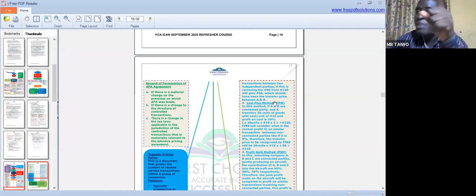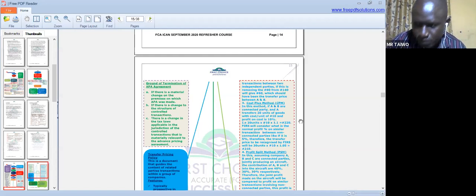Now, what's the difference between the resale price method and the cost plus method? The resale price method looks at it from this angle: A sells to B, B now sells to an outsider, and what profit must they have made on that sale between B and the outsider? But in the cost plus method, the profit is on the cost at which A is selling, not the one B is selling. That's the major difference between the two. The profit on cost is what the cost plus method is talking about, while profit on sales is what the resale price method is talking about.